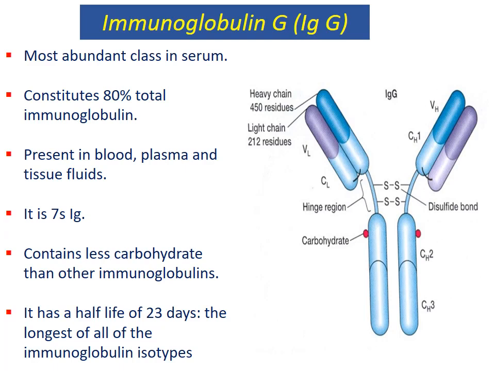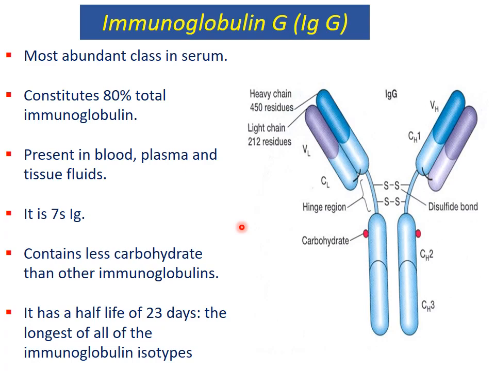Now we come to the individual immunoglobulins one by one. First, we start with immunoglobulin G, or IgG. IgG is the most abundant in our serum and comprises 80% of total immunoglobulin. It is present almost everywhere: blood, plasma, tissue fluids, etc. It is called 7S immunoglobulin, where S stands for Svedberg unit, the sedimentation coefficient. Different immunoglobulins have different sedimentation coefficients.